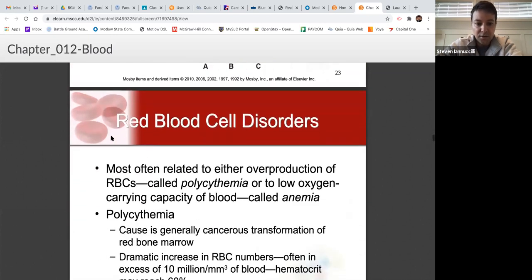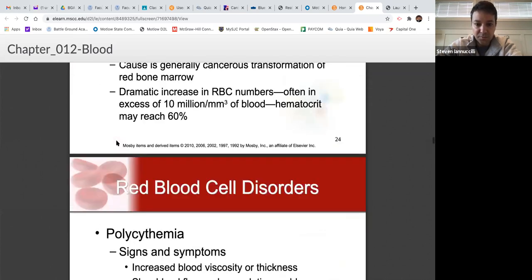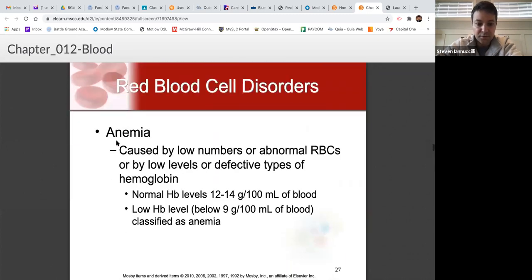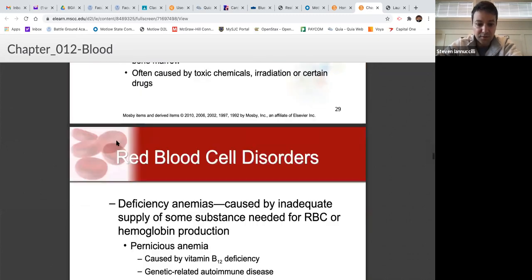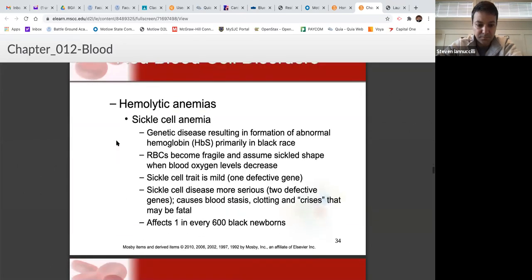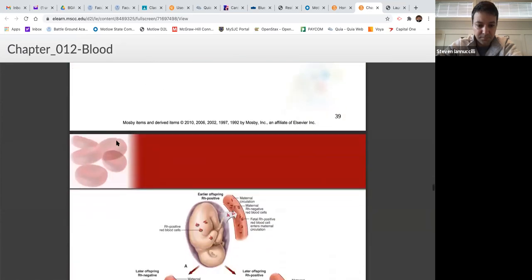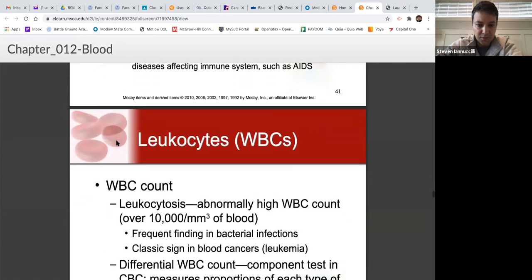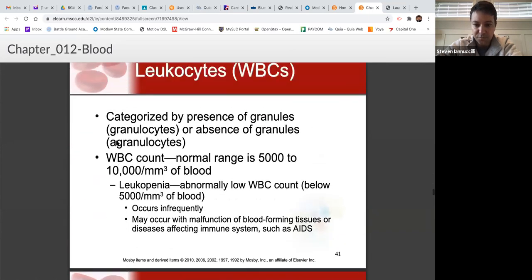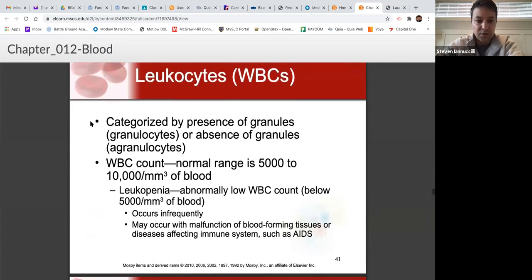Okay, I don't want to talk about red blood cell disorders, so I'm going to be skipping from slide 24 all the way to the erythrocytes. Right to here, so from 24 to 40. You don't necessarily have to be studying those.